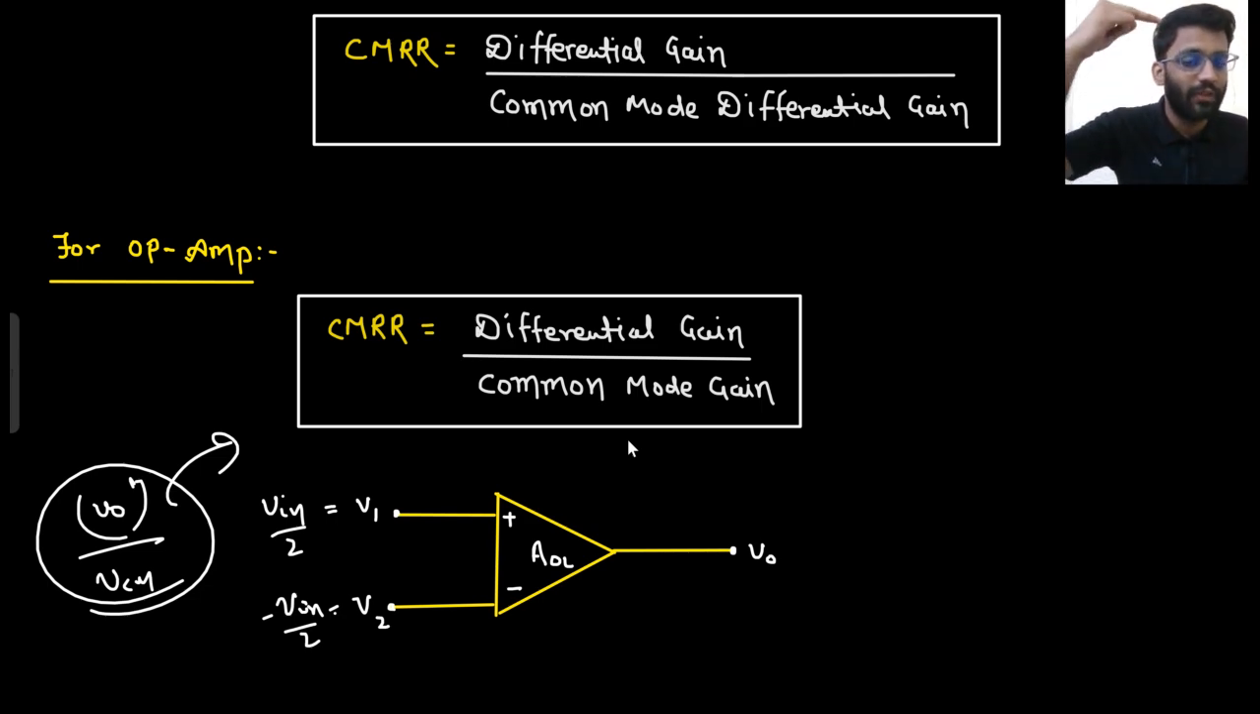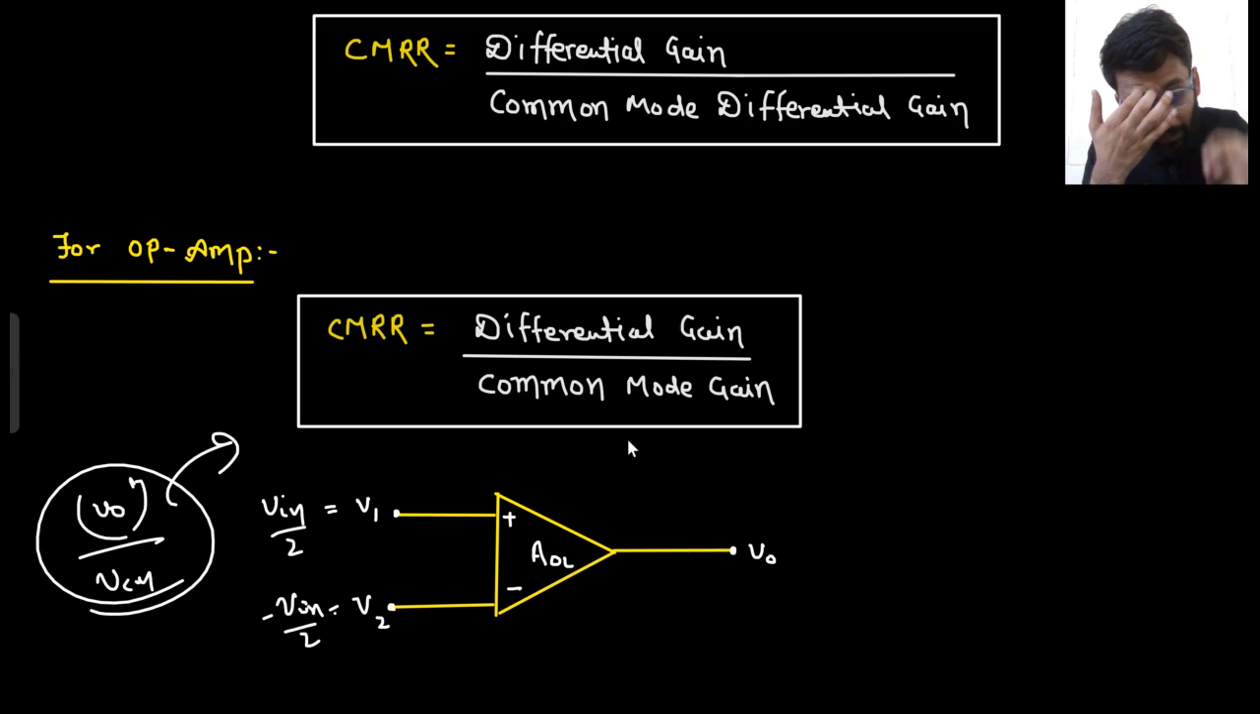If there are two outputs, then what you need to do? First, you need to calculate differential gain, then divide by common mode differential gain: V02 minus V01 divided by VCM. Not V02 plus V01 by 2 divided by VCM. No. You are not going to take the average of the output. Every time you are taking the difference only. So CMRR for a differential amplifier and CMRR for an OpAmp are very, very different things.